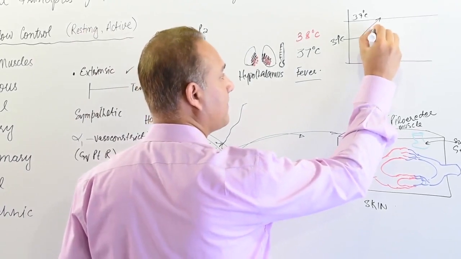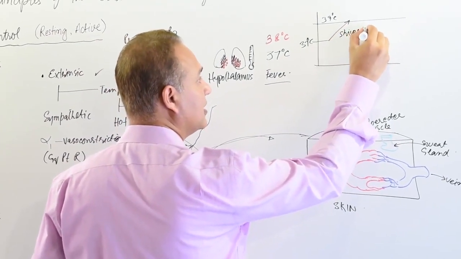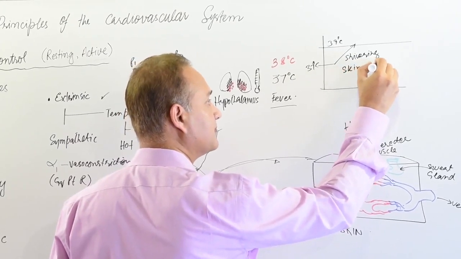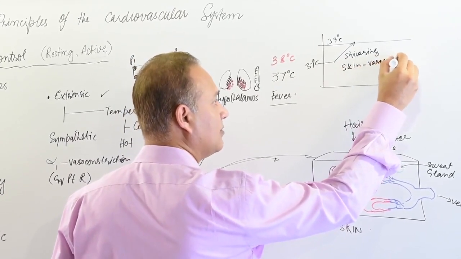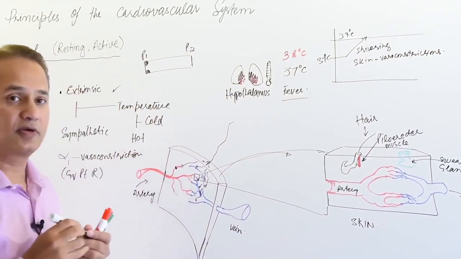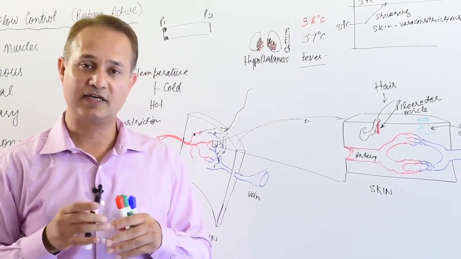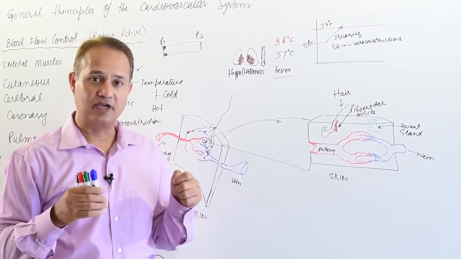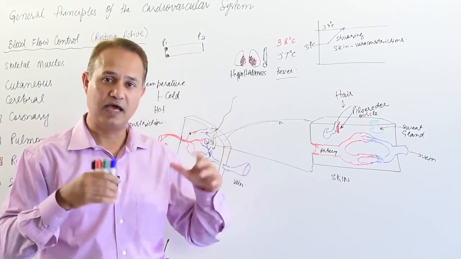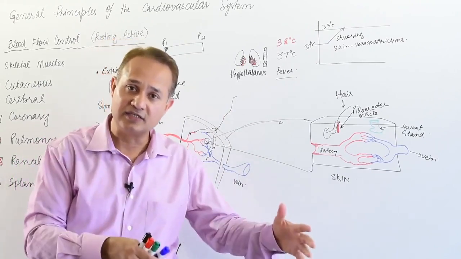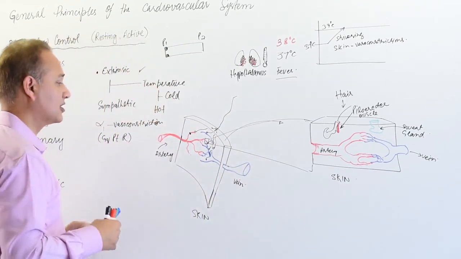So shivering, and skin vasoconstriction. Cool. And mothers know it. When the babies who are going to get some otitis media or who are going to get some infection in their GIT system, they start shivering and they start having this cold, clammy skin. Mothers know that what's coming is the temperature change and the fever is going to come.